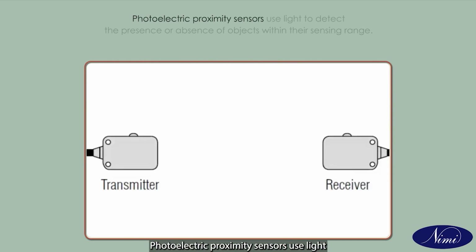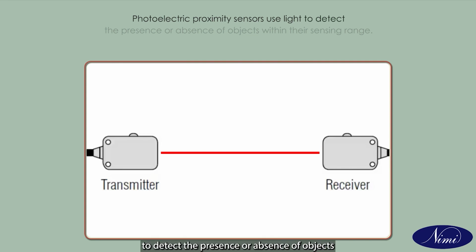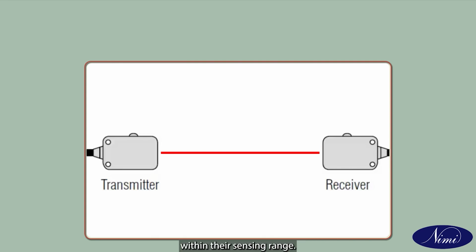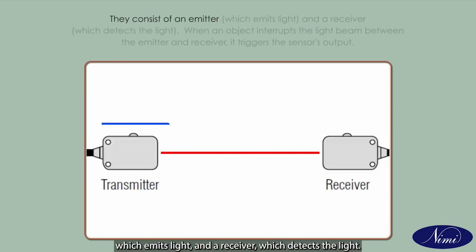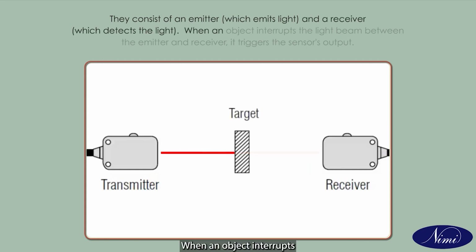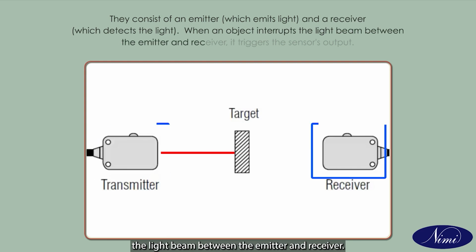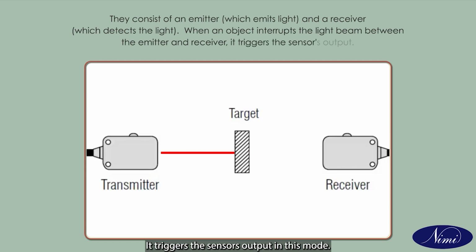Photoelectric proximity sensors use light to detect the presence or absence of objects within their sensing range. They consist of an emitter, which emits light, and a receiver, which detects the light. When an object interrupts the light beam between the emitter and receiver, it triggers the sensor's output.